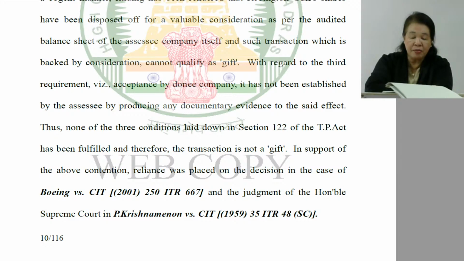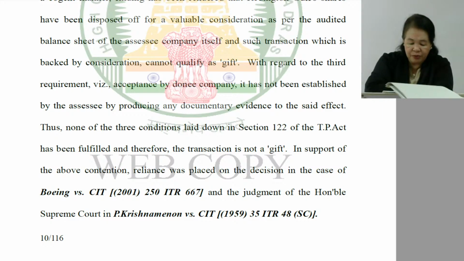the third requirement, no? Acceptance by Donny company has not been established by the assessee by producing any documentary evidence to said effect. None of the three conditions laid down in Section 122 of the TP Act has been fulfilled, and therefore the transaction is not a gift, no? So hindi gift yung transaction.